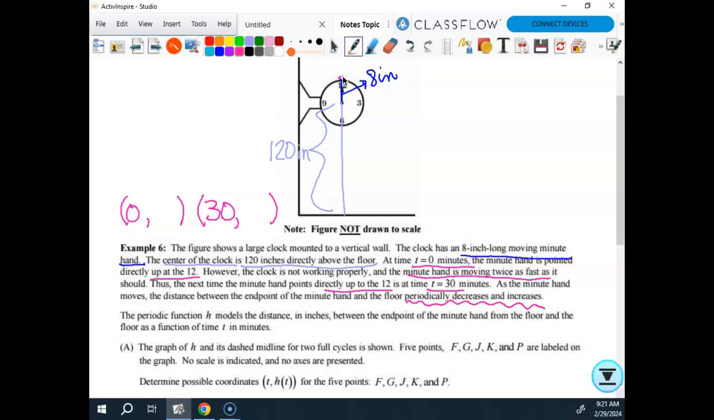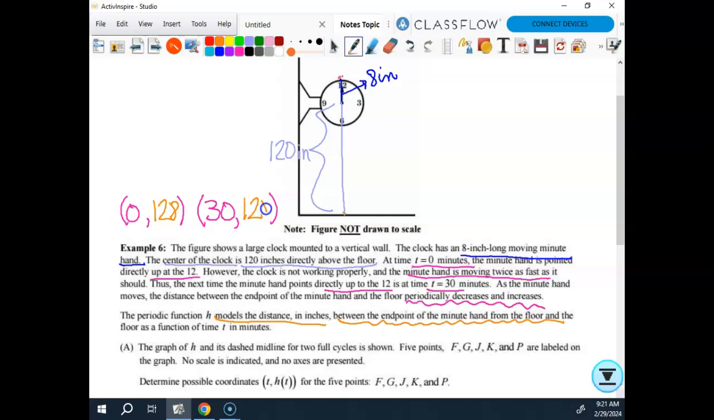Now let's see what we're actually looking for here. It says the periodic function h models the distance in inches between the endpoint of the minute hand from the floor and the floor as a function of time. So I'm looking for the endpoint of the minute hand all the way to the floor. So at 0 minutes, what is that distance? 128. At 30 minutes, what is that distance? 128.